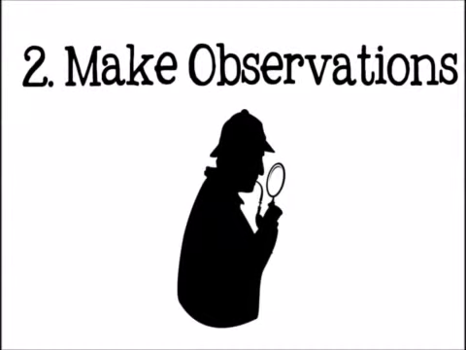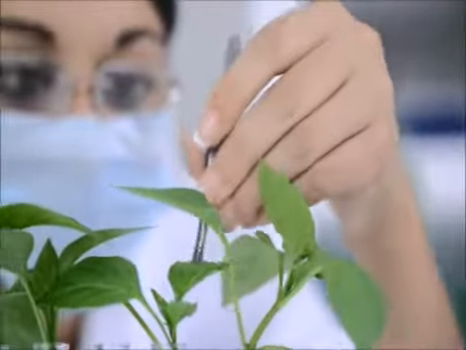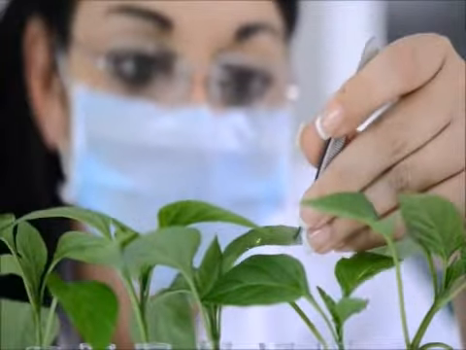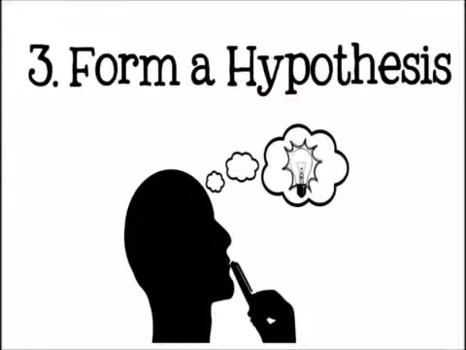Second, make observations and do research about your topic. Observation means to study carefully. Once you have observed and researched your problem, you are ready for step 3.